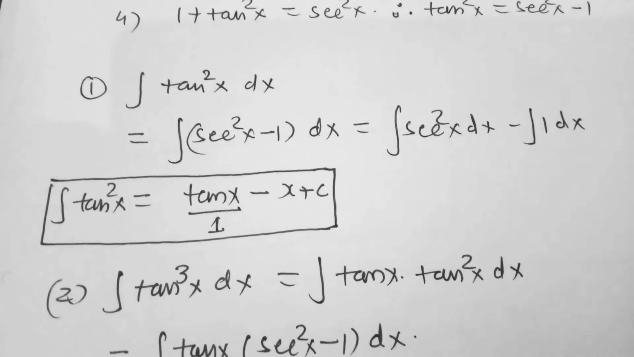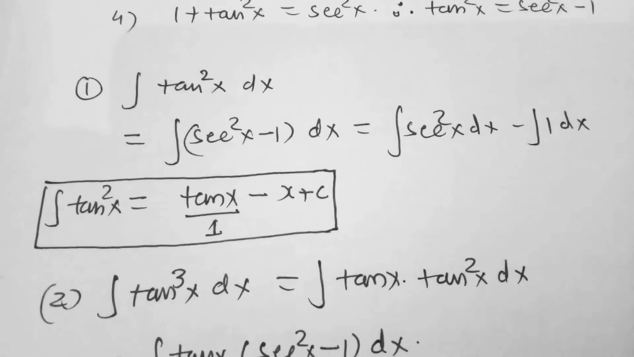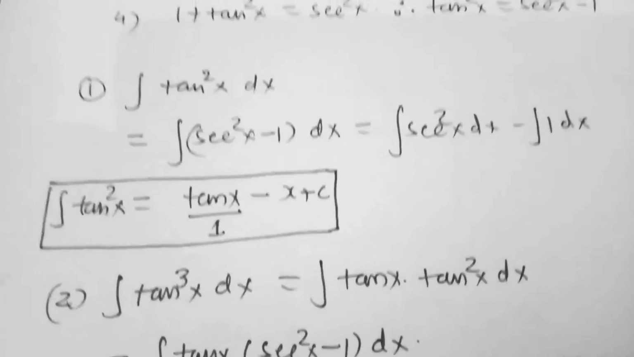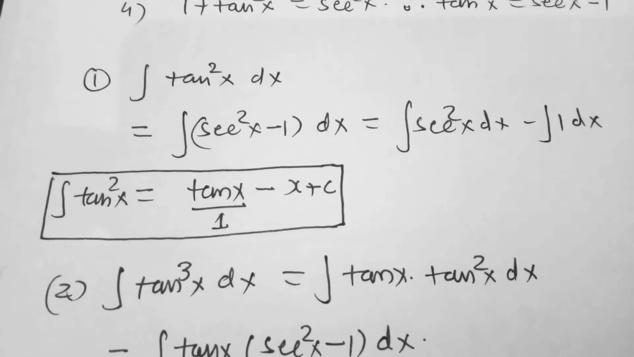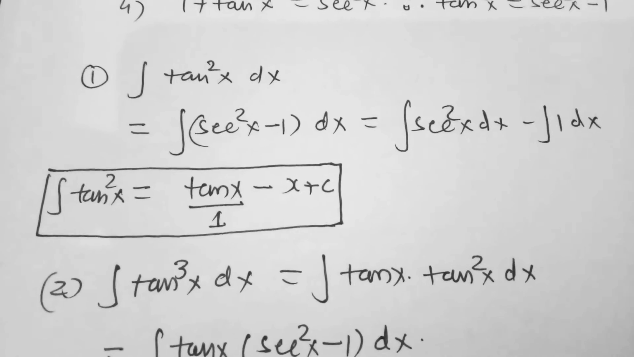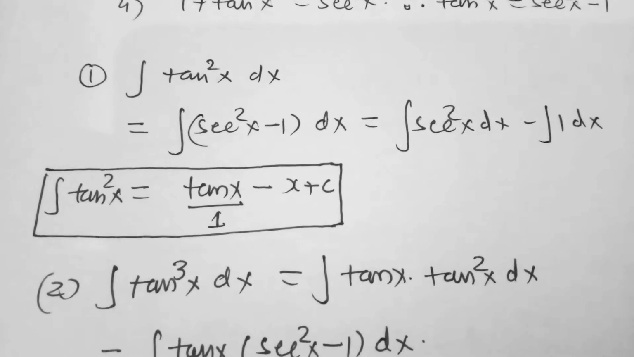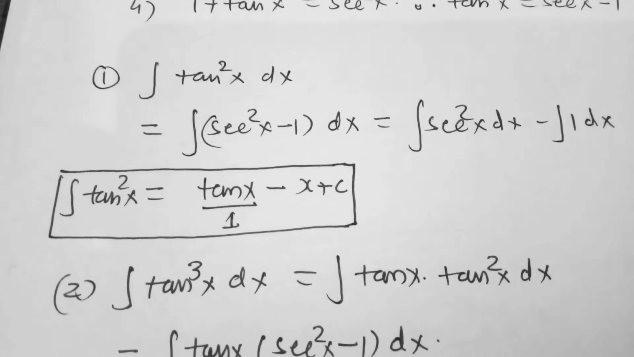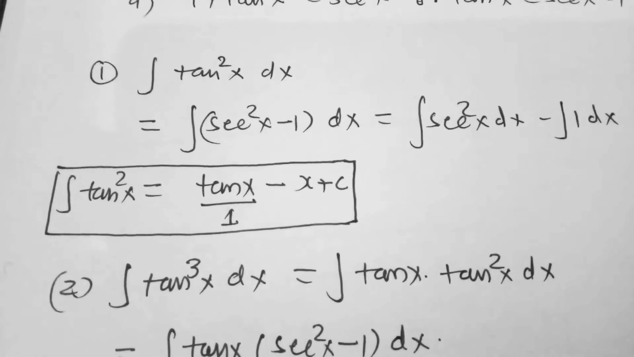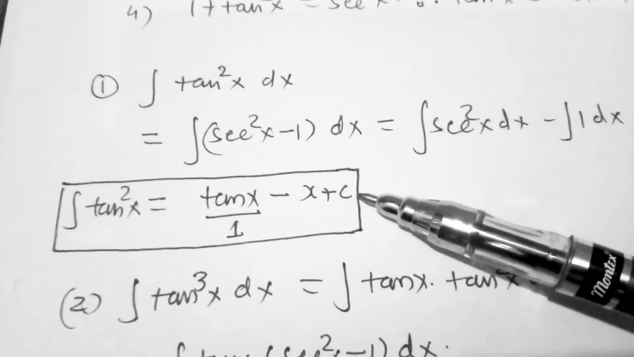So let us start with the very elementary problem, that is integrate tan square x dx. Tan square means the power is 2, which is greater than 1. So definitely the tan square x can be replaced by sec square x minus 1. Therefore sec square x dx is the integrable function, and 1 dx, we know the integration of 1 dx. So here the integration of tan square x is equal to tan x minus x, and of course the constant of integration.